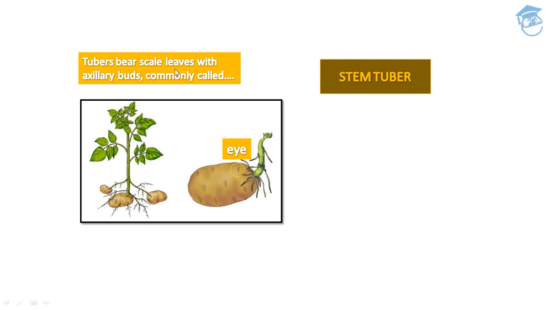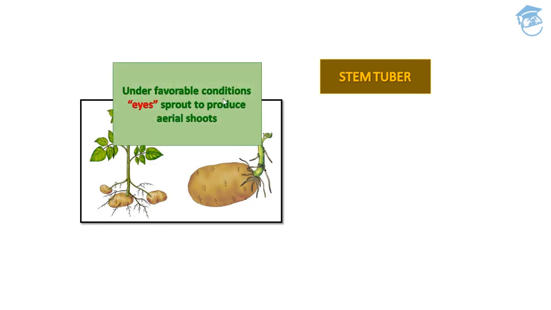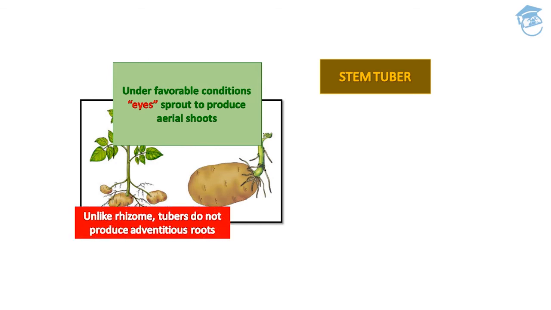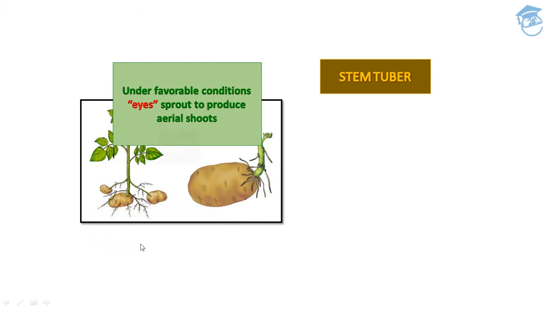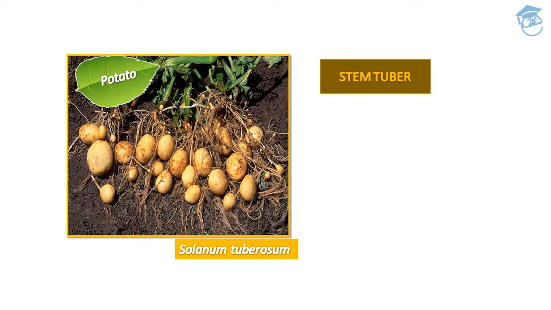Tuber bears scale leaves with axillary buds, which are commonly called eyes, as I just taught you. Under favorable condition, they sprout to produce aerial shoot. Unlike rhizome, tubers do not produce adventitious roots. Please note that unlike rhizome, tubers do not produce adventitious roots. Example is potato. And what's the botanical name of potato? Solanum tuberosum is the botanical name of potato.